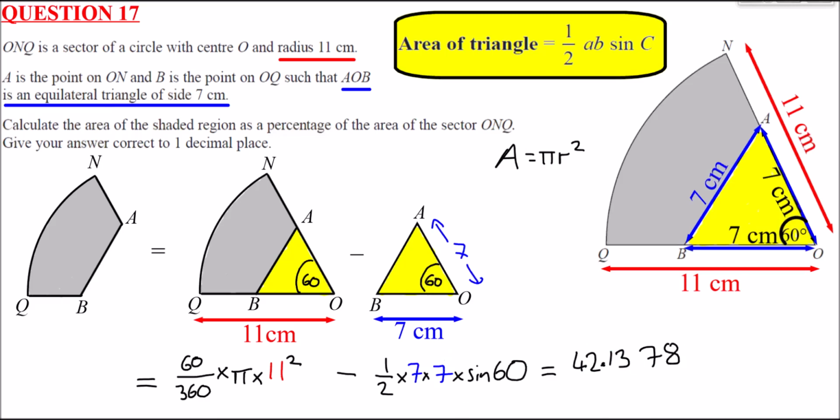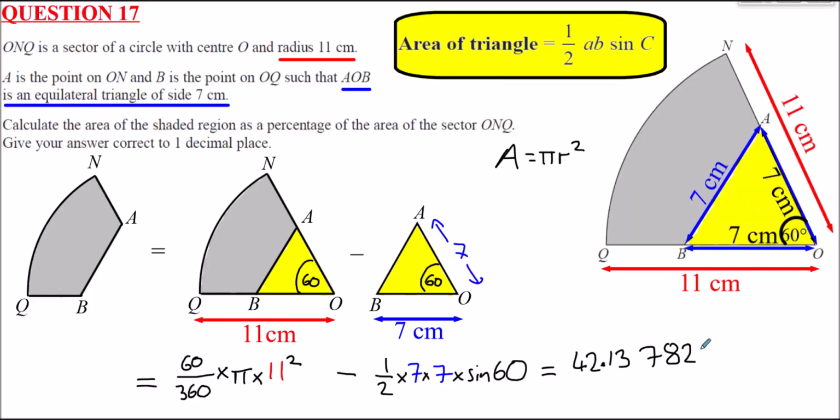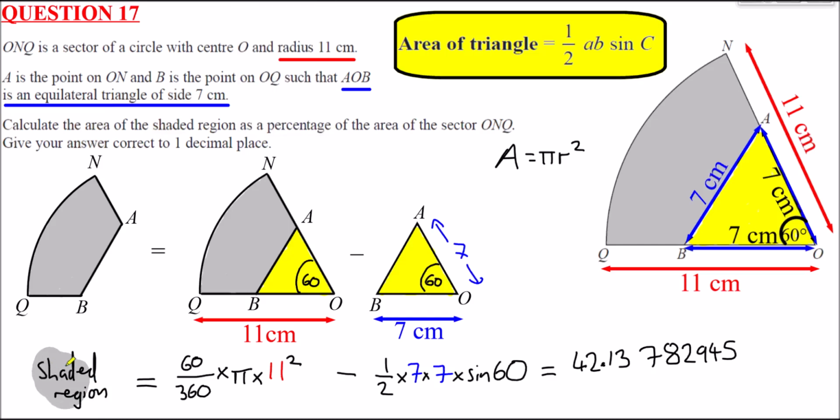That isn't a final answer, so I'll give a few more digits: 2945. And that's the shaded region. So what we've worked out here is essentially just the shaded region, which is the sector minus a triangle. So the shaded region is that.